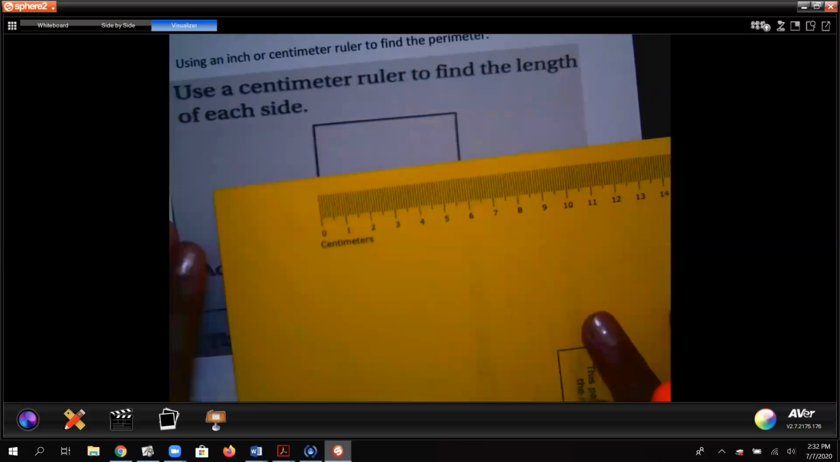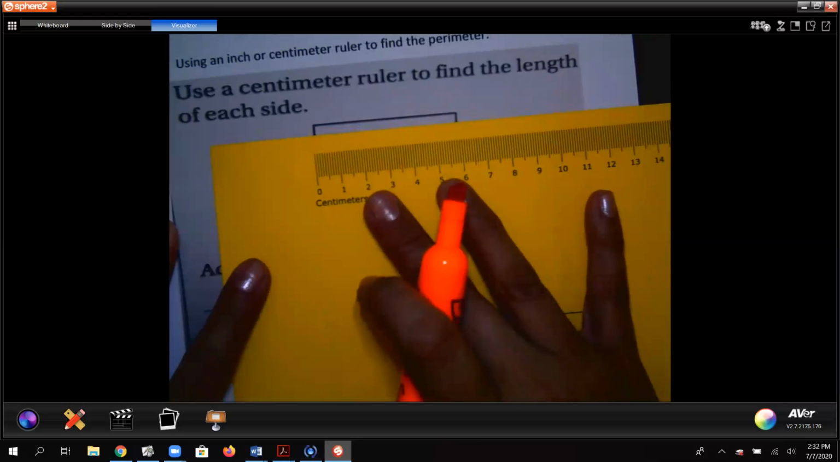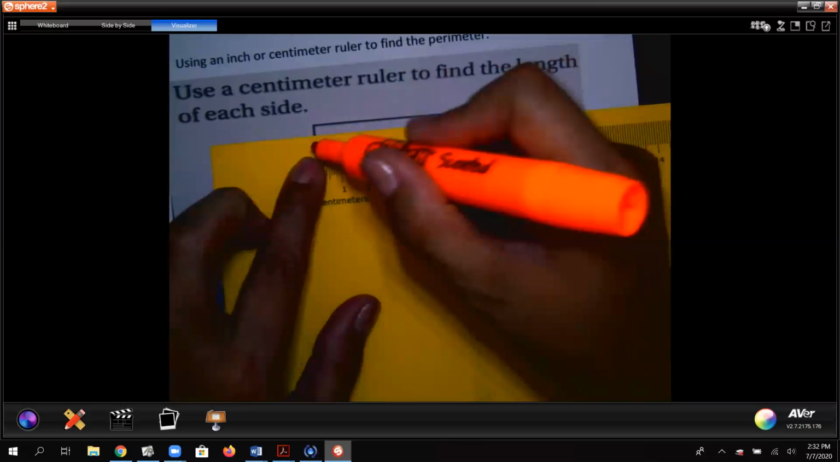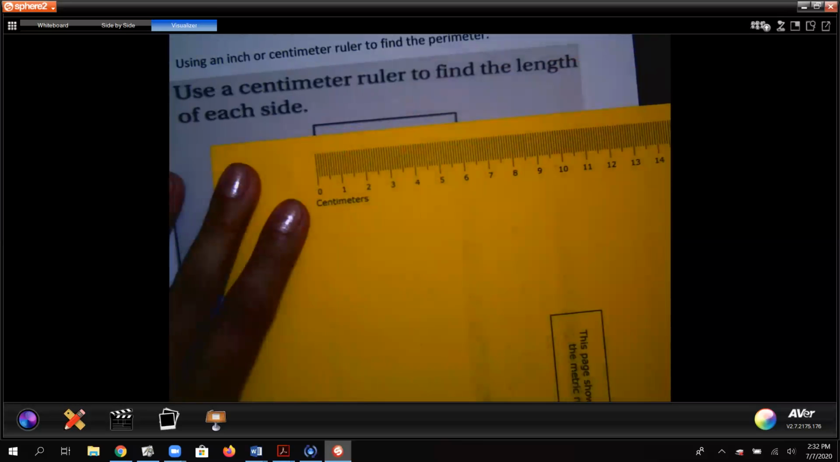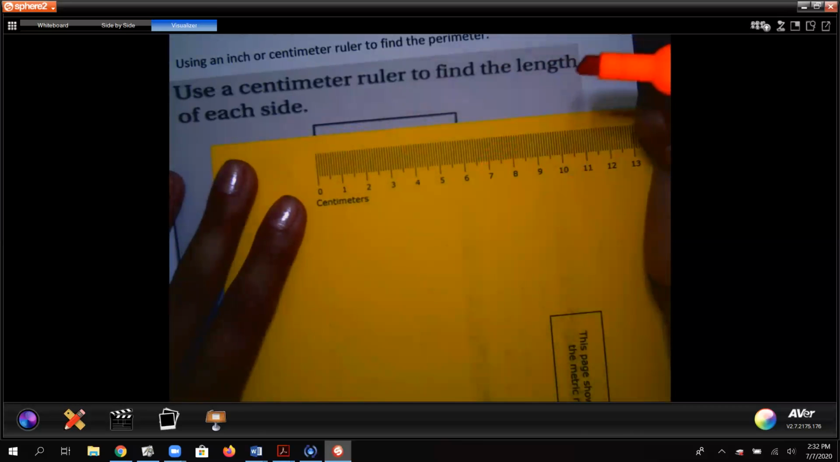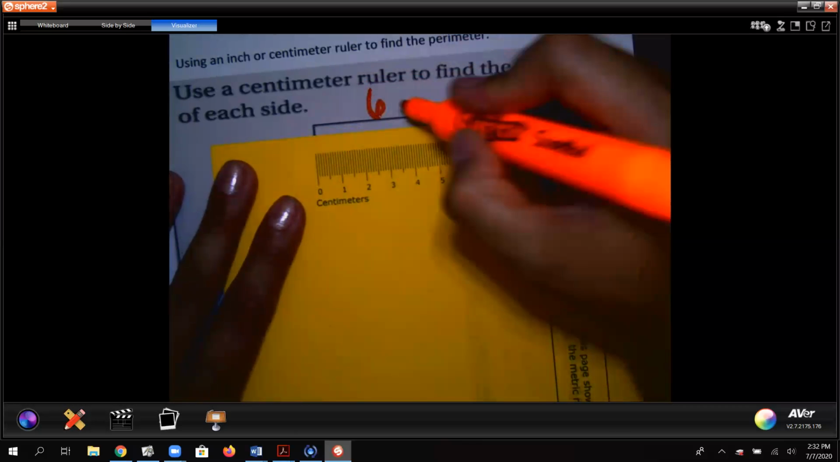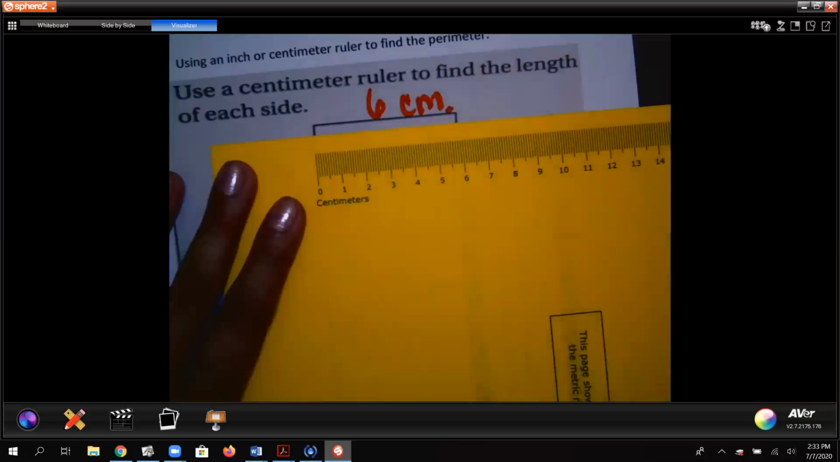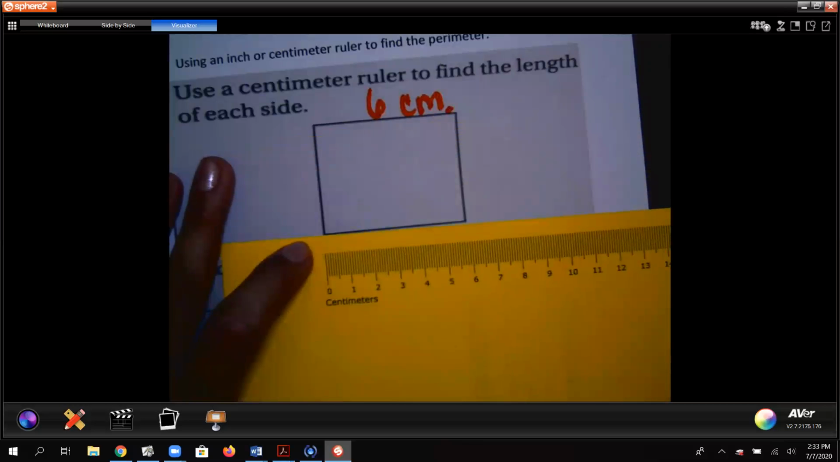So make sure you line it up with 0. And a lot of people fold this side over or cut it, so it's easier to line it up. It's up to you, whatever's easier for you. If this is right here, it's a little bit before the 6, but we're going to round it. So to the nearest centimeter, that would be 6 centimeters. And I'm pretty sure the bottom is also 6 centimeters. Yep, 6 centimeters.